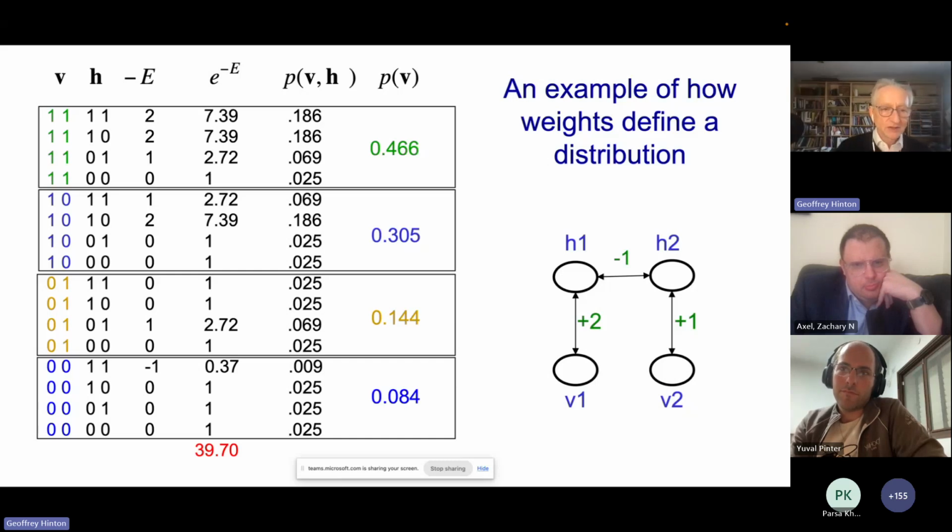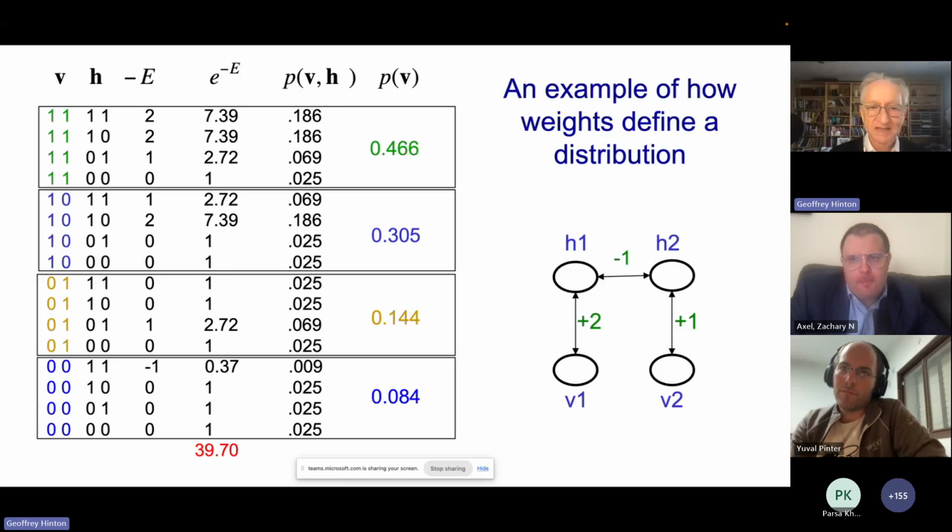And for each of those joint configurations, we compute a negative energy, that is a goodness. And so let's take the top line. That's 1, 1, 1, 1. So if we turn everything on, then the goodness is going to be the sum of all those 3 weights, because they're all between pairs of units that are on. So it's going to be +2 - 1 + 1. So the goodness is going to be 2. And we could do the same for all those other joint configurations, and we'll get the numbers for e to the minus the energy now. And then we can add up all those numbers to get 39.7. That's the partition function. We divide by 39.7, and we'll get a bunch of numbers that add to 1 now.